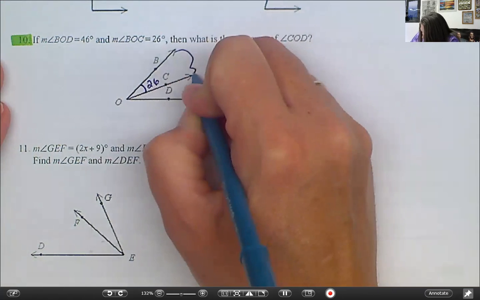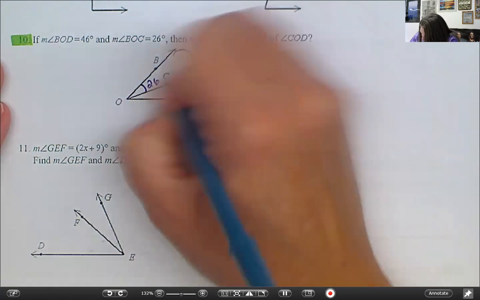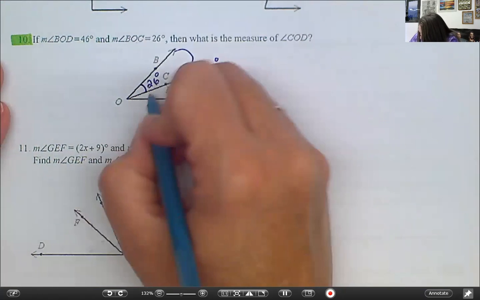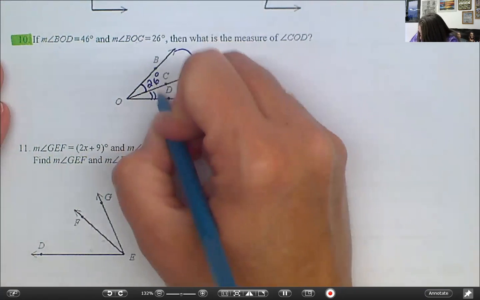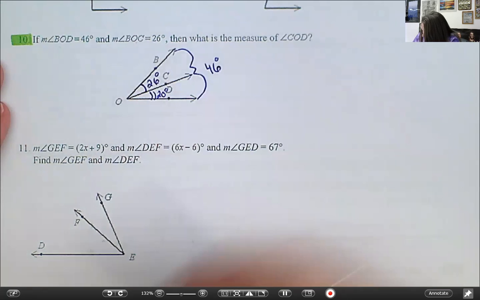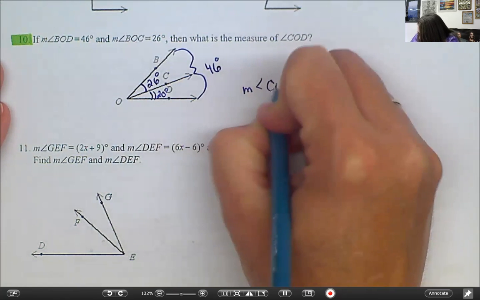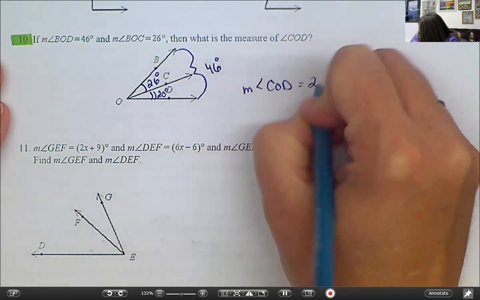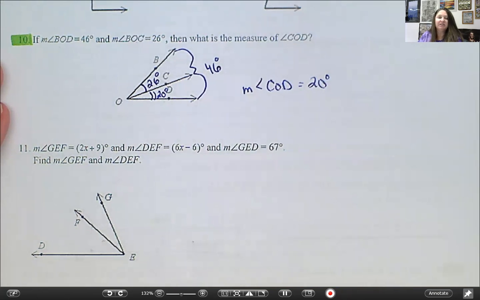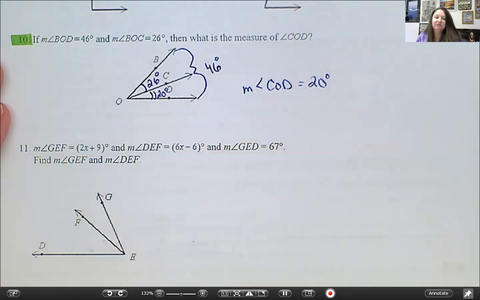So we know the entire angle is 46 degrees. This part is 26, so then I should recognize that 26 plus 20 would equal 46. So the measure then of COD would be 20 degrees, and we would write it with this notation. But there's your angle addition postulate. Again, you can add two parts of an angle to equal the whole thing.